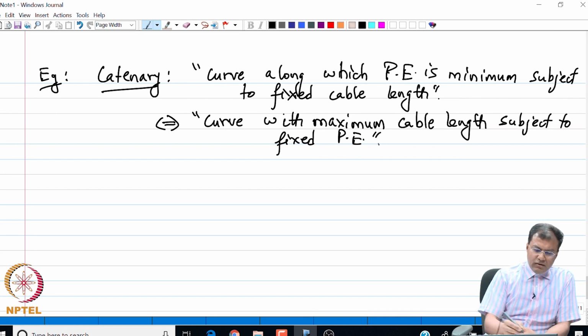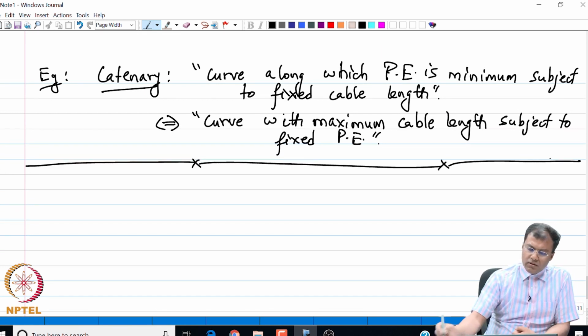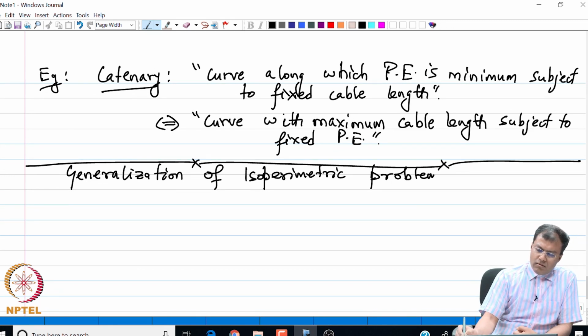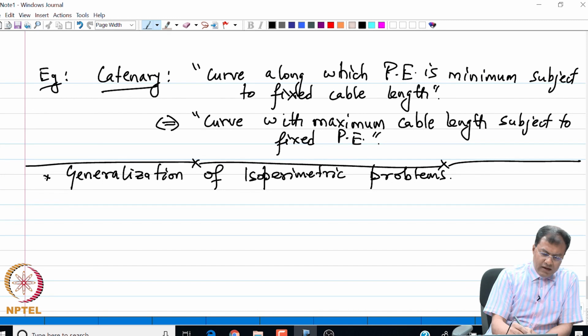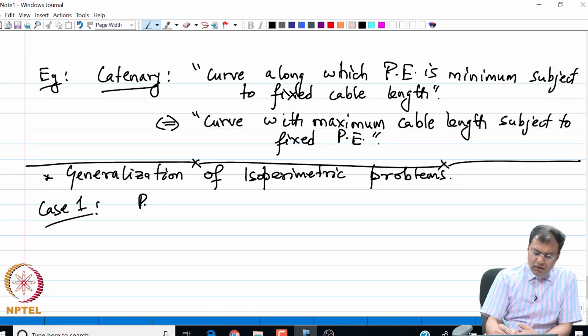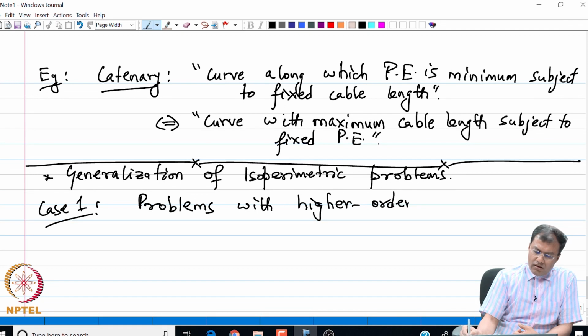We can now proceed with the generalization of isoperimetric problems. Let us look at the different cases. We could generalize in several different ways. The first case could be for functionals with integrands having higher order derivatives, so problems with higher order derivatives.